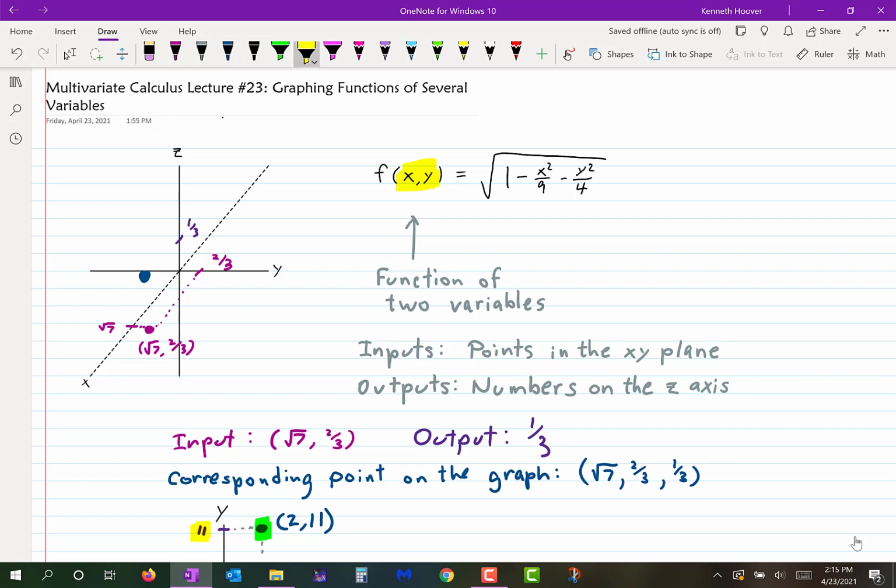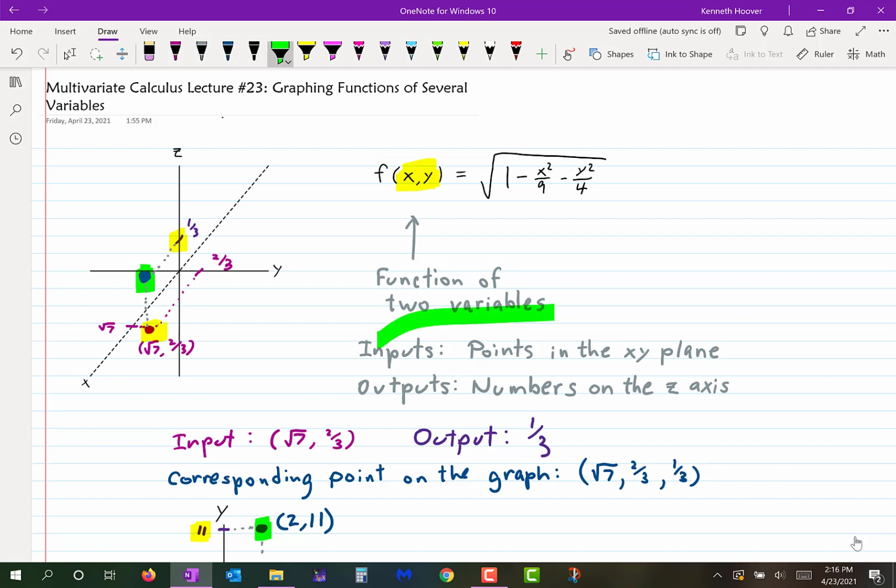So we have input, output, corresponding point on the graph. By the way, let's just see that that is where you go straight up from the input point and straight over from the output number, and you get the corresponding point on the graph. Okay? That's how you graph these points.